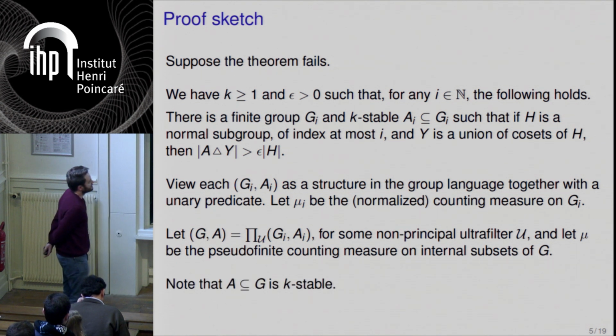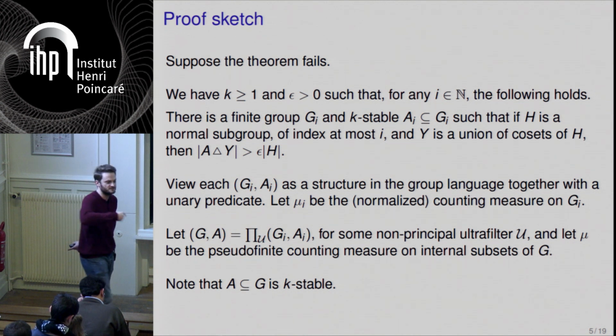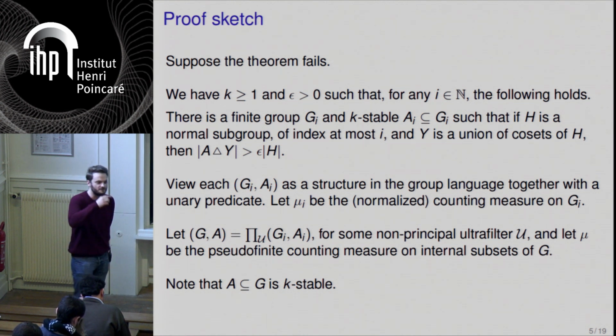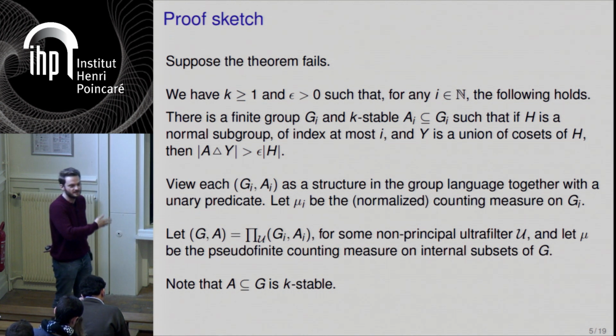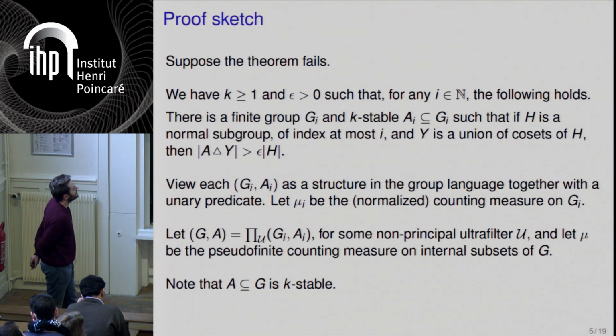And then, of course, we have to note that since each A_i is k-stable for the same k, it doesn't matter what it is, but it's the same for all of them, by Łoś's theorem, A will be k-stable as well. It's a first-order property. Good, so now I'm going to use the Hrushovski-Pillay fact.